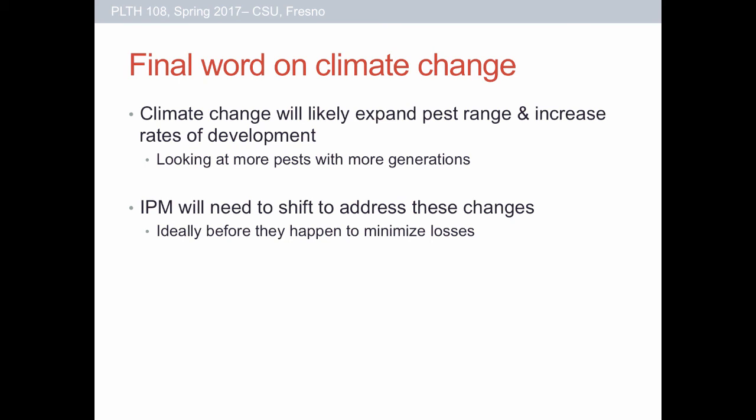All right, so where was I? So the final word, just to summarize, we expect that generally across the board, climate change is most likely to expand pest ranges and increase their rates of reproduction and development. And so generally we're looking at pests to move around and to have more generations. And generally the idea of IPM is that it's just going to need to continue to be flexible to address these changes.